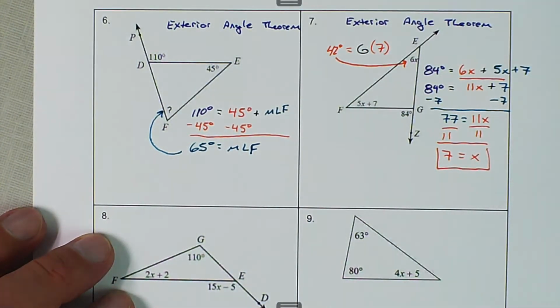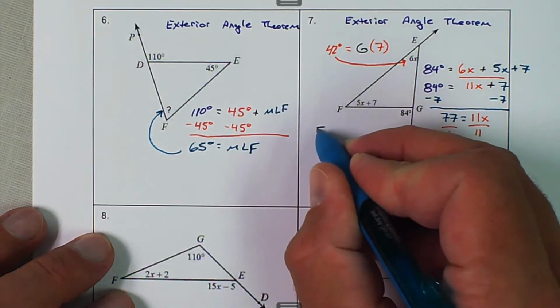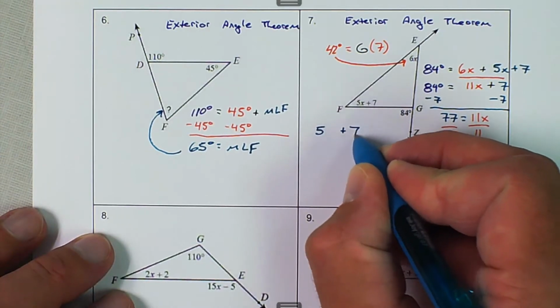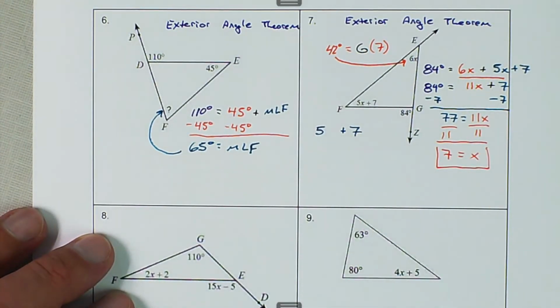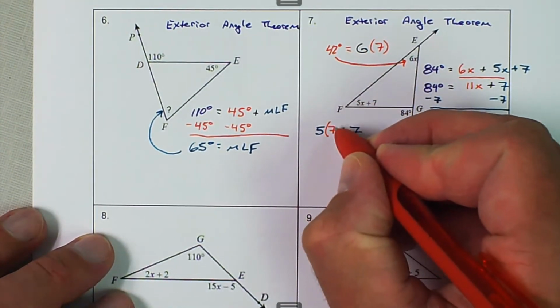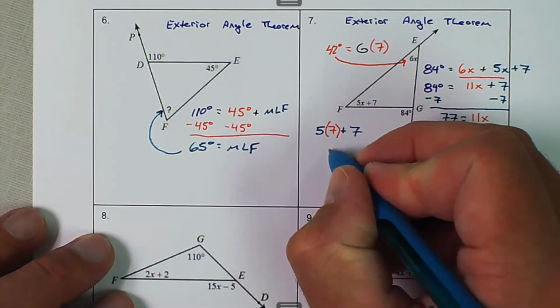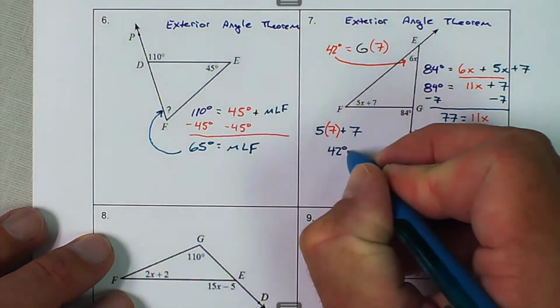And then we have 5 times x plus 7. And in this case, x happens to be 7 again. So 5 times 7 is 35, plus 7. So that is also 42 degrees.